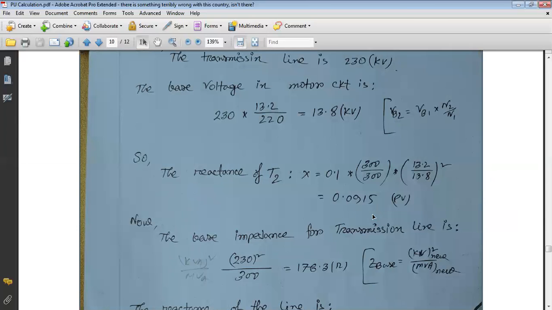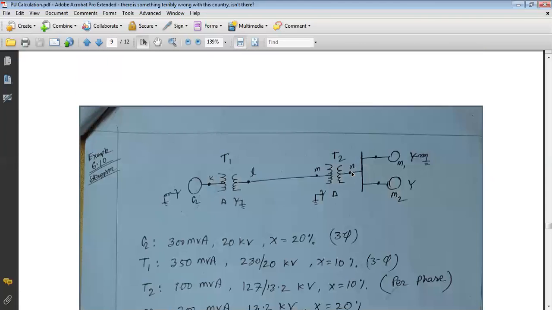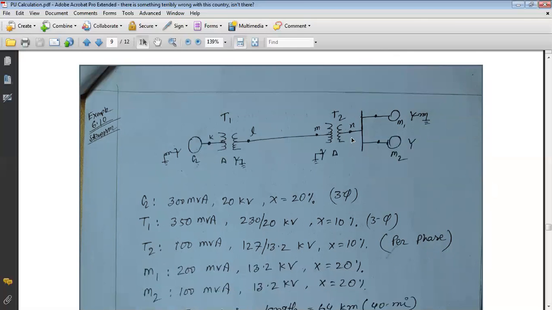Then the result should be 0.0915 per unit. Same. So if we consider the secondary portion to calculate the per unit reactance for transformer T2, then the power rating new is 300, power rating old is also 300, and the transformer reactance is 10%, that is 0.10. But the old voltage base for the secondary portion of transformer T2 is 13.2 kilovolts. So 13.2 squared divided by the new base for the secondary portion of transformer T2.